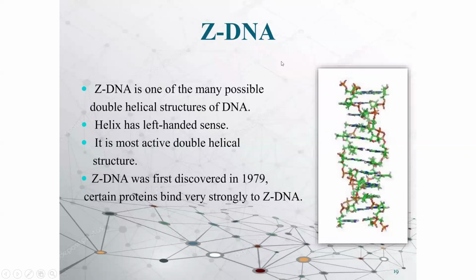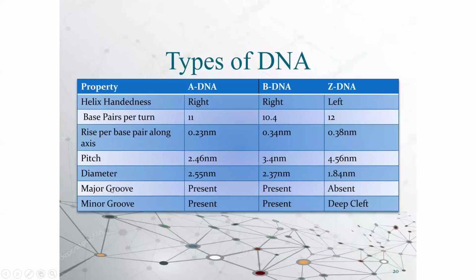So next one is the Z-DNA. Z-DNA is one of the many possible double helical structures of DNA. The helix has left-handed sense, and it is the most active double helical structure. Z-DNA was first discovered in 1979. Certain proteins bind very strongly to the Z-DNA. So these are the types of DNA.